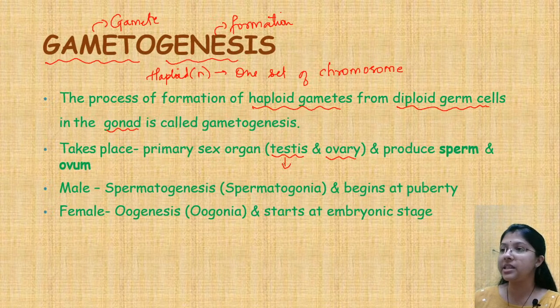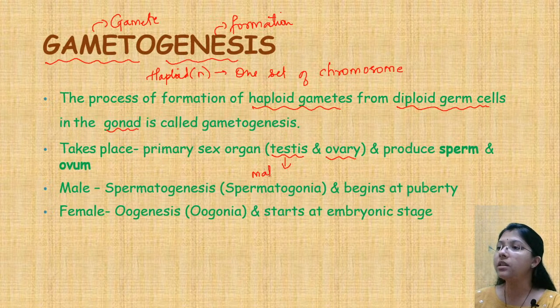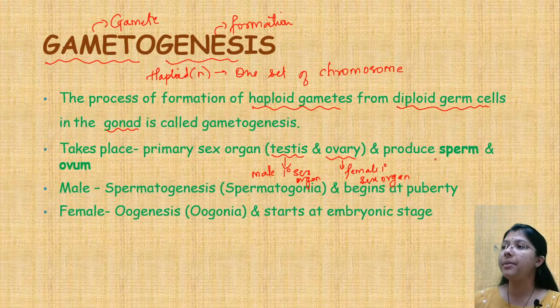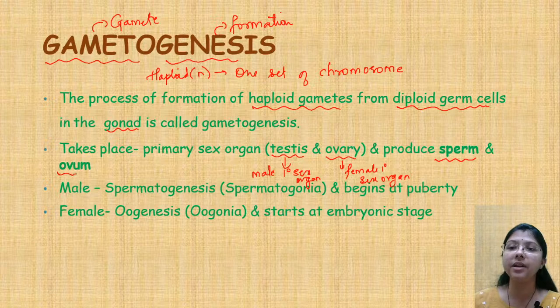The testis is basically the male primary sex organ, and the ovary is the female primary sex organ. When we talk about primary sex organs, we are talking about testis and ovary. These primary sex organs are involved in the formation of the gametes, and apart from this, they also secrete the male and female sex hormones, correct? So the male gamete which will be produced is a sperm, and the female gamete is the ovum.